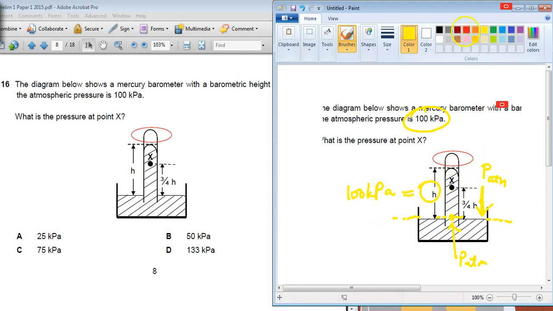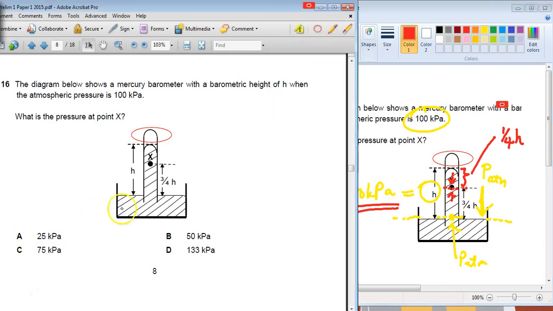So if you want to find the pressure at this spot, it will be equal to the pressure exerted by this bit of column of mercury, which is 1/4 H. So what is H? H is 100 kPa, and 1/4 of 100 kPa is 25 kPa, and hence A is your answer.